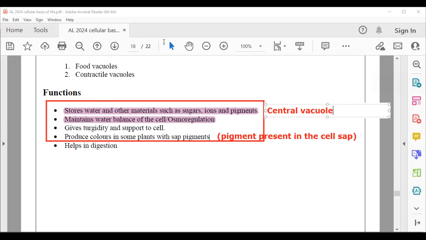It is done by whom? Which vacuole? The food vacuole. I have highlighted it here. It is the food vacuole performing which work? Digestion.